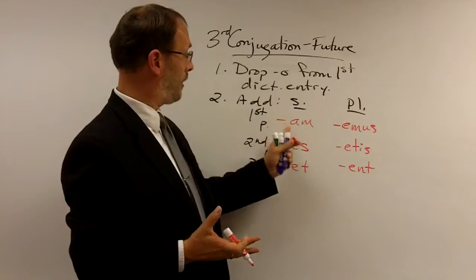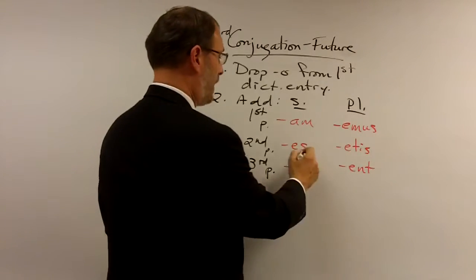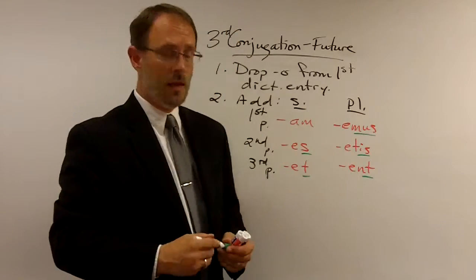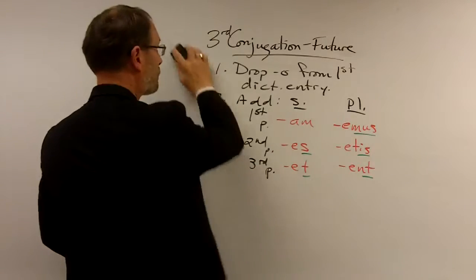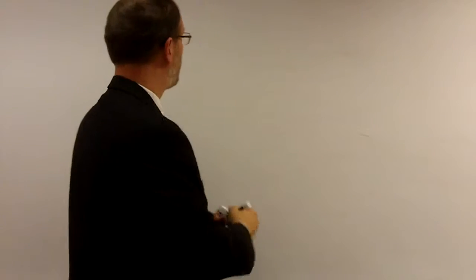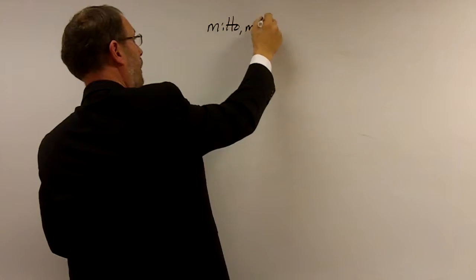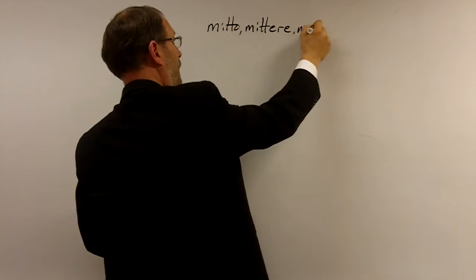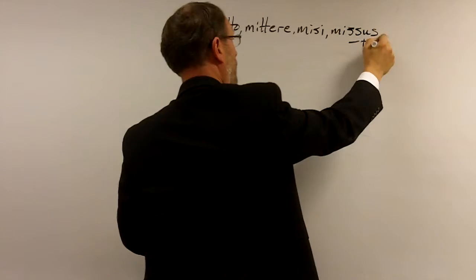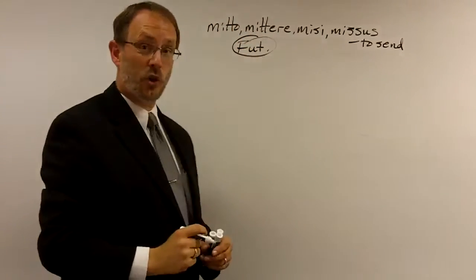The key thing here is the letter A or the letter E before our usual kind of endings. I mean, we've seen S, T, M-U-S, T-I-S, N-T. We've seen that before. So right now we're going to do a little practice. You want to conjugate two verbs. We're going to take mitto, mittere, misi, missus, to send, and want to conjugate that one in the future tense.